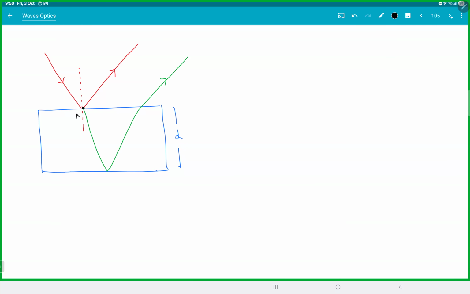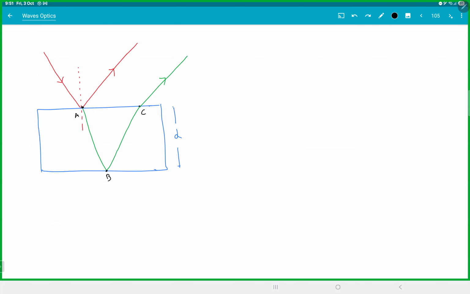So let's name these points A, B, and C. Now, if you look at these two light rays here, the problem is, till this point, there's no light ray. The problem starts from point A, isn't it? The whole thing starts from point A. Do you think outside the slab, the red one and the green one are traveling the same distance?